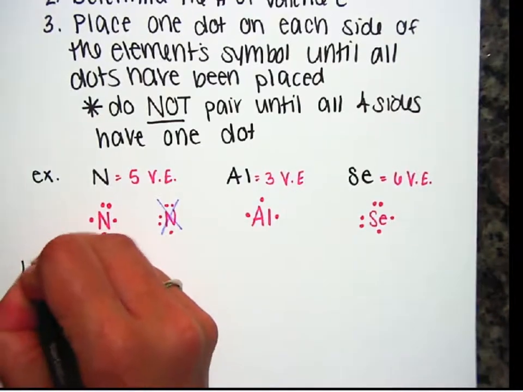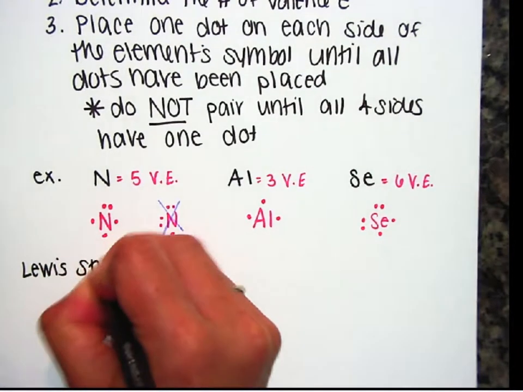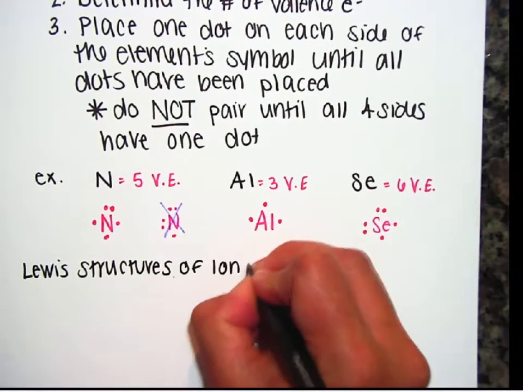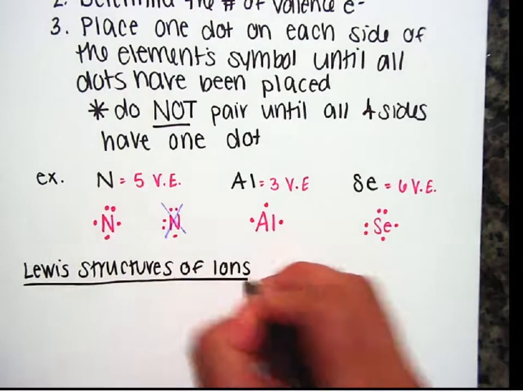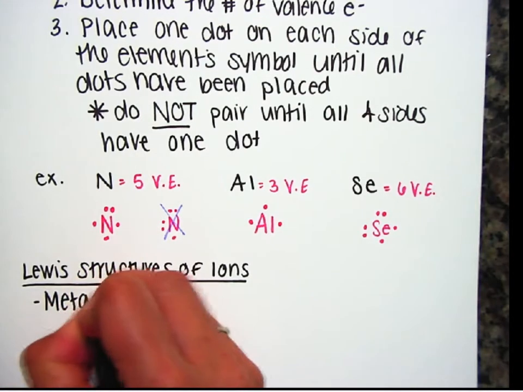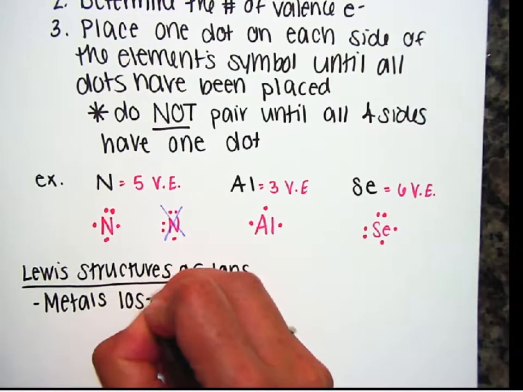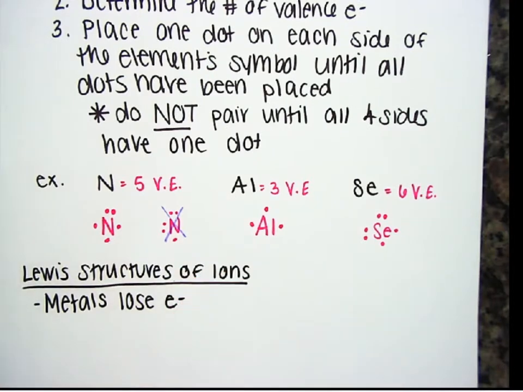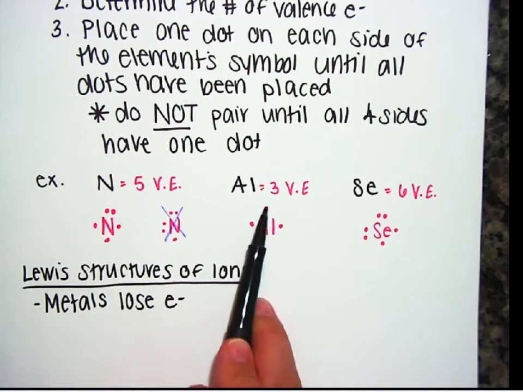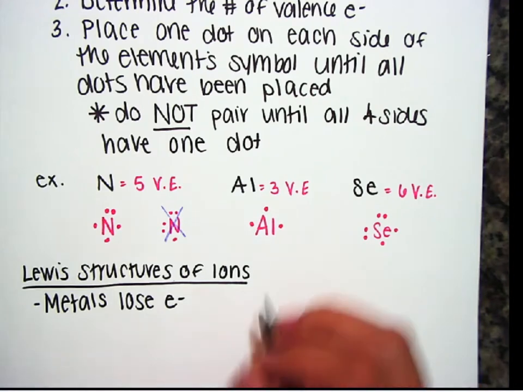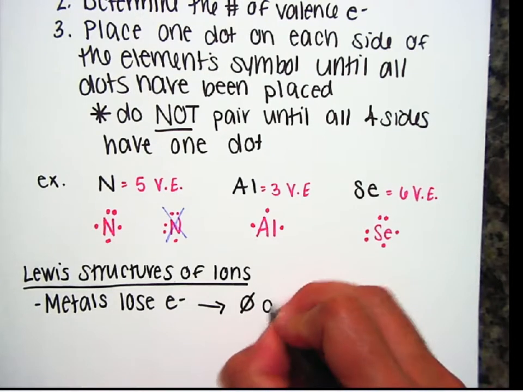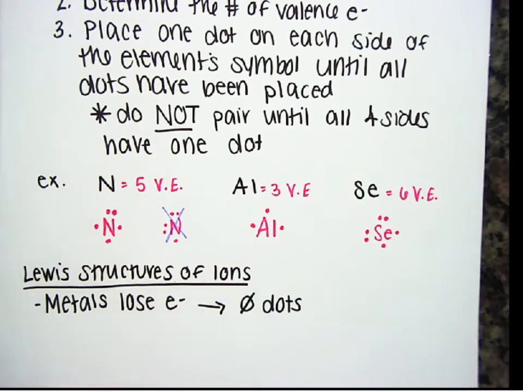So those were all for atoms. Let's look at Lewis structures of ions. Metals typically lose electrons. So aluminum is a metal. Aluminum would lose all 1, 2, 3 of its valence electrons. Well, if it loses 3 valence electrons, your metal ion would have 0 dots.